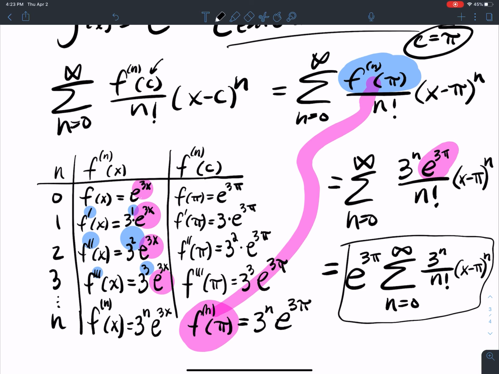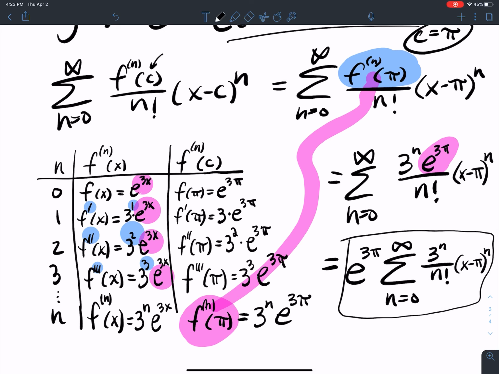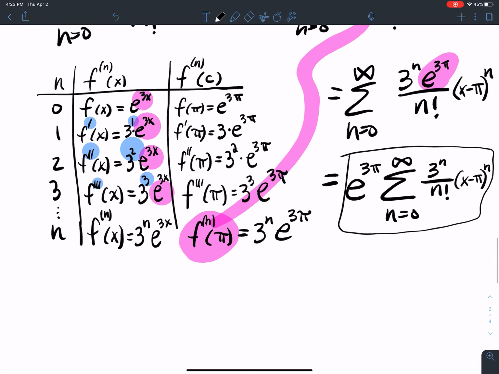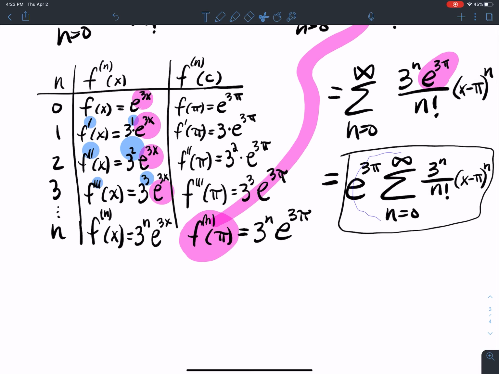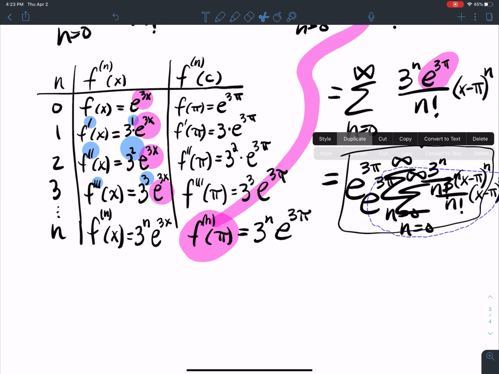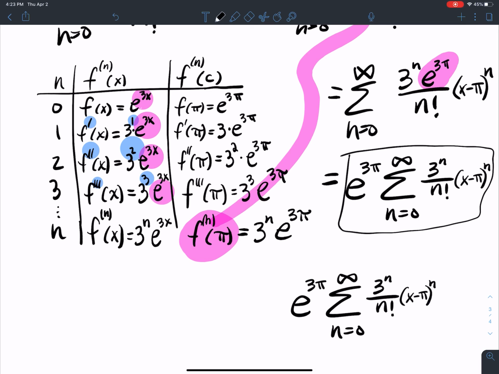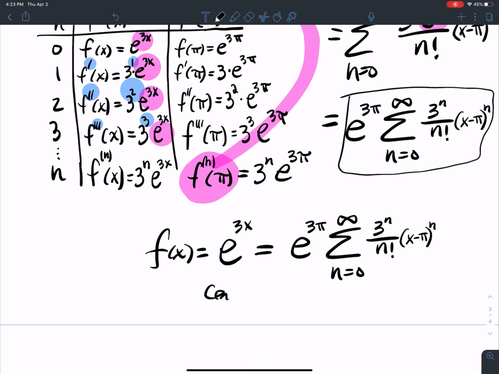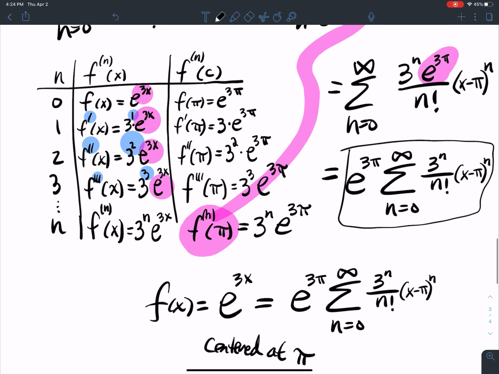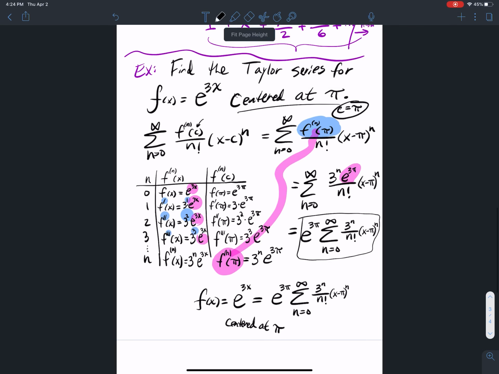This is the Taylor series of f of x. So that's the Taylor series of f of x. Let me copy this and write it down here, which is equal to e to the 3x centered at pi. Pretty cool.